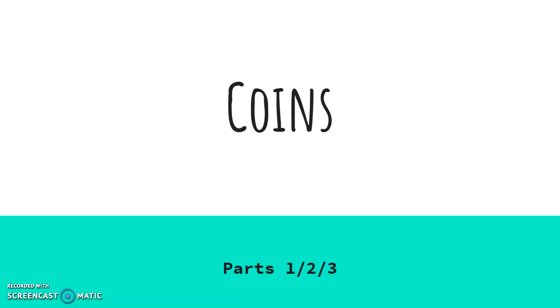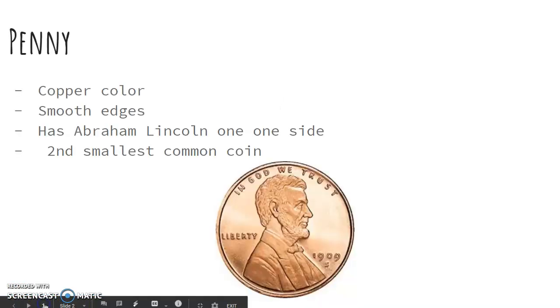Okay, so our lesson is on coins, and our first part of the lesson is on recognizing coins. So this is a penny. Now a penny is copper in color, and it has smooth edges. So all along the edge, it is smooth.